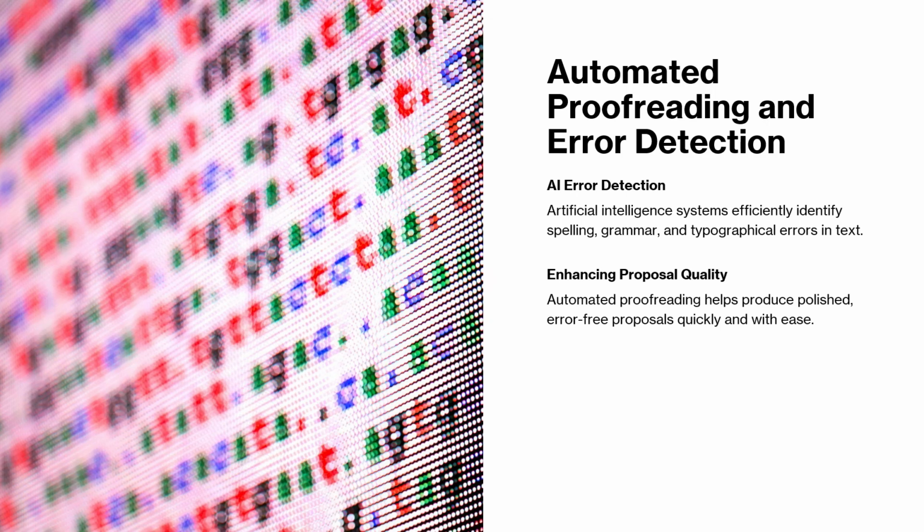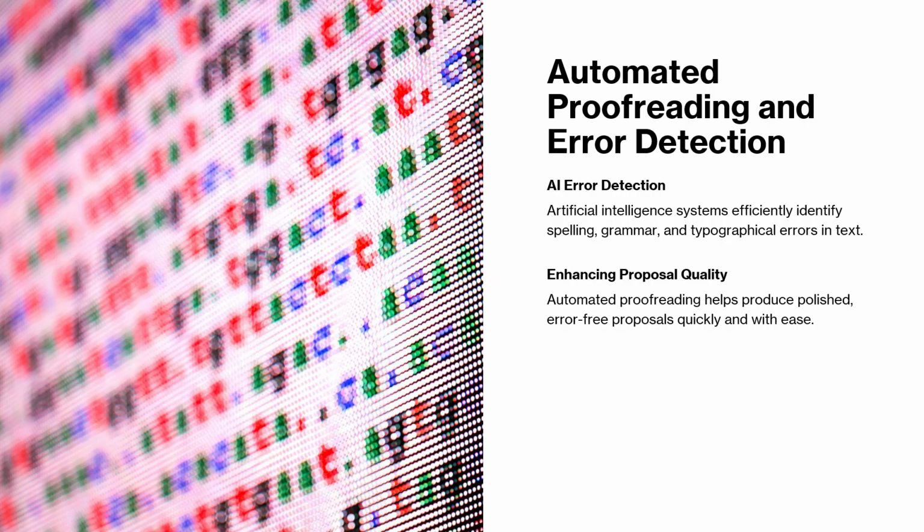Another really practical way AI can support you is by catching the little things, such as spelling, grammar, and formatting errors, before you submit your proposal. Let's be honest, when you've been staring at the same document for hours or days, it's easy to miss typos or awkward sentences. That's totally normal. AI tools act like a second set of eyes, helping you proofread your work quickly and thoroughly.